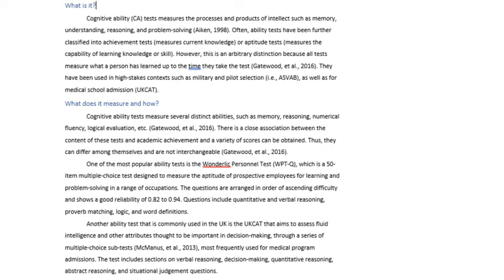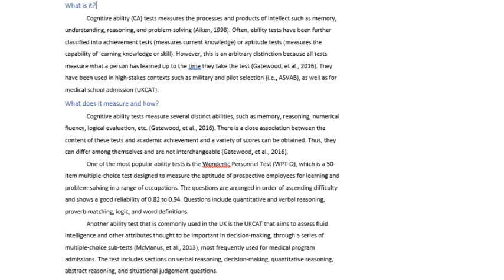They have been used in high-stakes contexts such as military and pilot selection, i.e. the ASVAB, as well as for medical school admission, the UK CAT. Cognitive ability tests measure several distinct abilities, such as memory, reasoning, numerical fluency, logical evaluation (Gatewood et al., 2016). There's a close association between the content of these tests and academic achievement, and a variety of scores can be obtained. Thus they can differ among themselves and are not interchangeable.